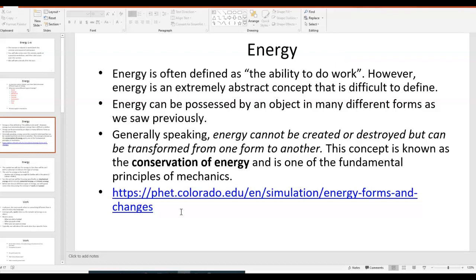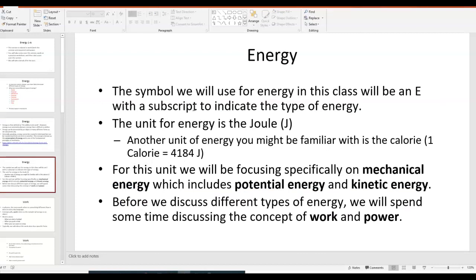I will link this simulation so you can check it out on your own, basically just seeing how energy can change from one form to another form. So I haven't told you what energy is, but I told you a little bit about energy. Let me tell you a little bit more about energy.